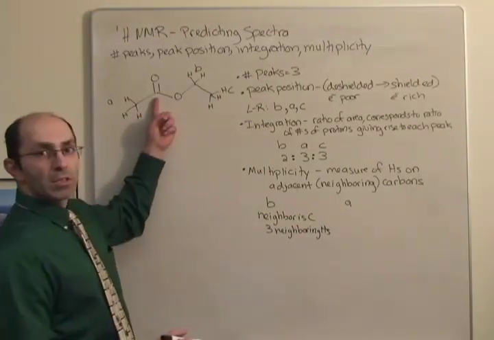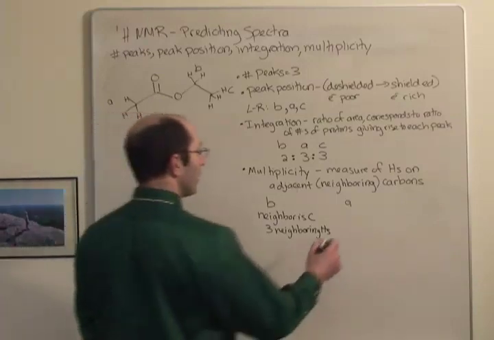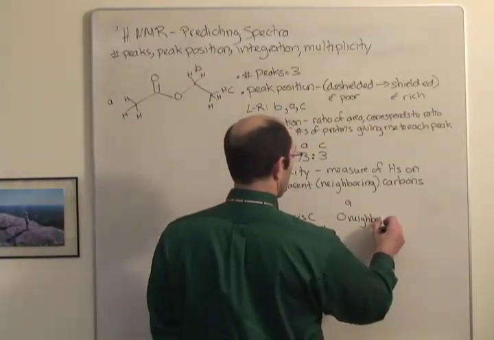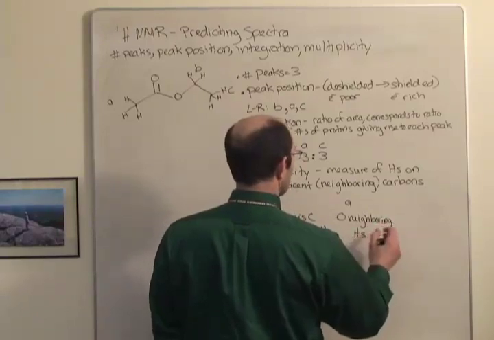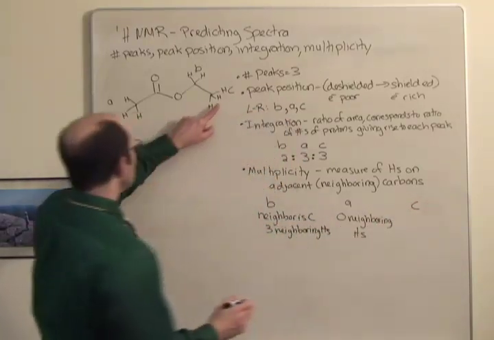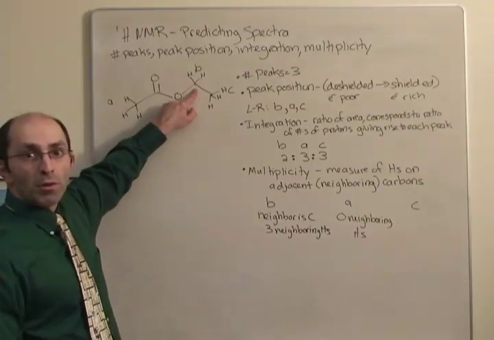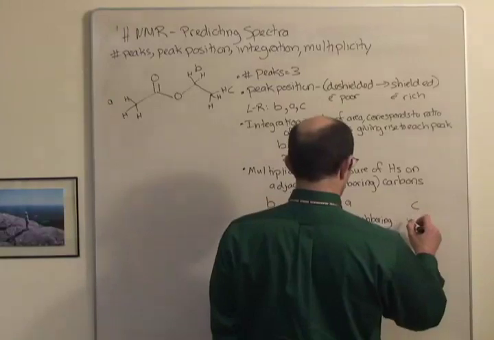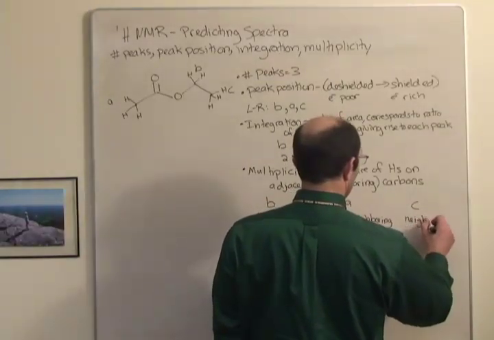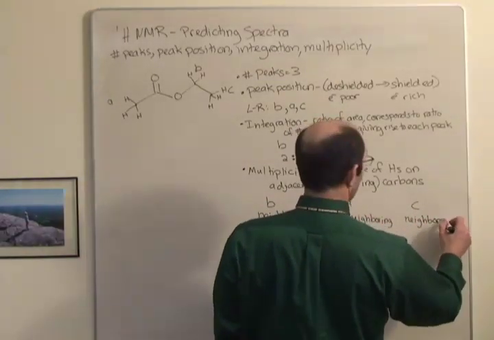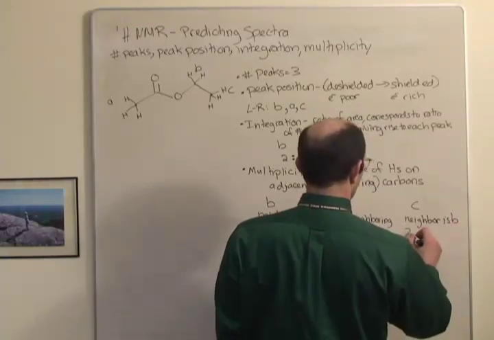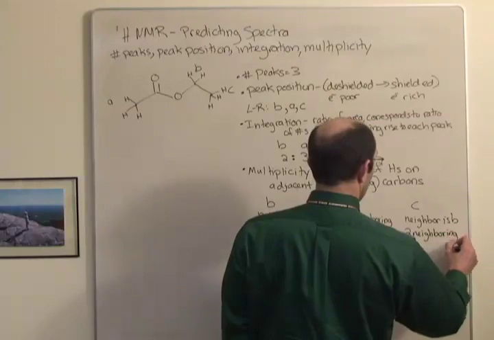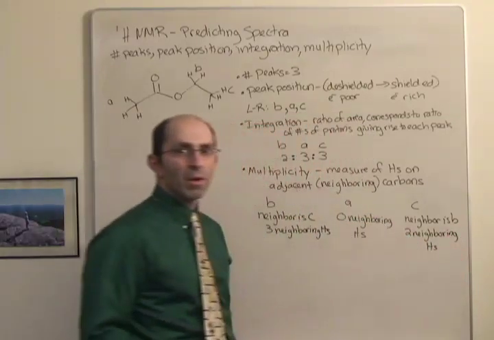Right? If we look at A, there are no neighboring H's, right? We go to the carbon next to it, there are no H's on that carbon. So 0 neighboring H's. And then if we look at C, it's attached to one other carbon and it has 2 neighboring H's. Right? So its neighbor is B with 2 neighboring H's.